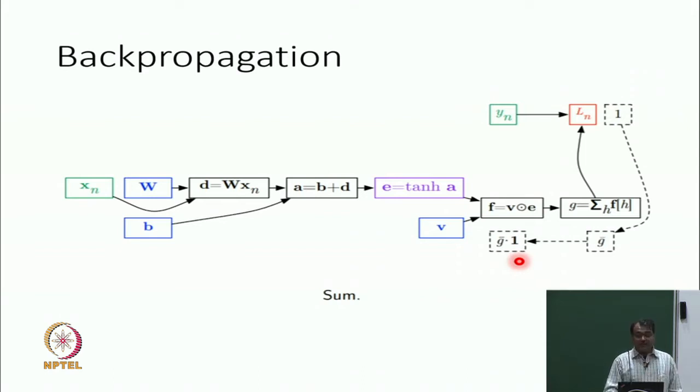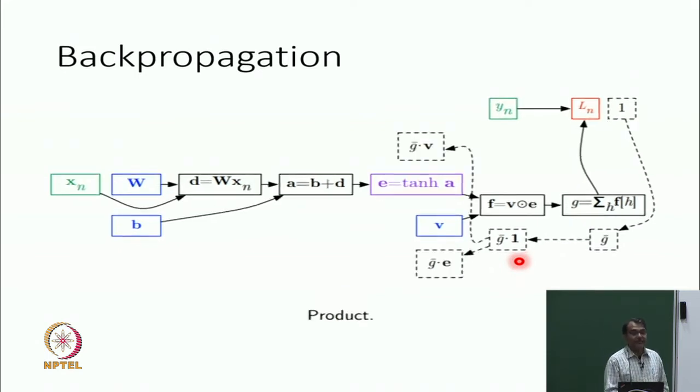So therefore v bar will be equal to... let's see if we can get somebody to answer this question. So what is v bar? G bar Hadamard product with e. Very good. Similarly for the other one, because they are symmetric. So v bar became g bar product with e, and e bar became g bar product with v. These are vector products. Now this is equal to e bar.